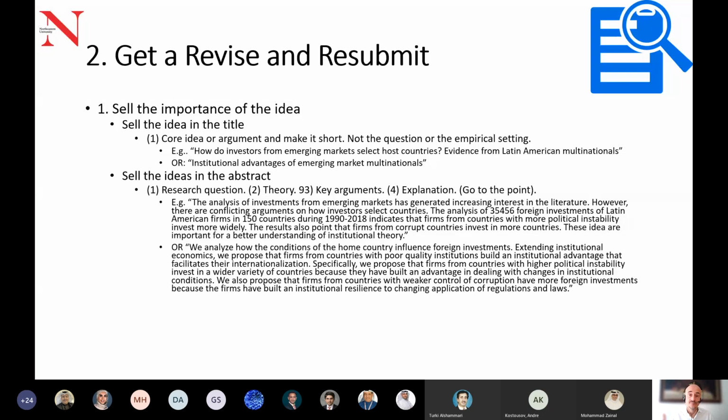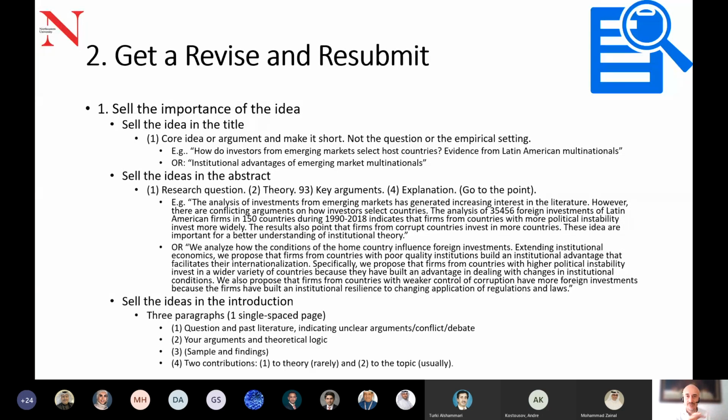My suggestion, 3 paragraphs. The first one is going to be research question and a very brief overview of what people have said. They have said these things, however, there is a conflict or there is something that is not clear. Second paragraph, what you say. We argue this. From this viewpoint, these are our arguments. If you want, in some cases, you can mention the sample and the findings.